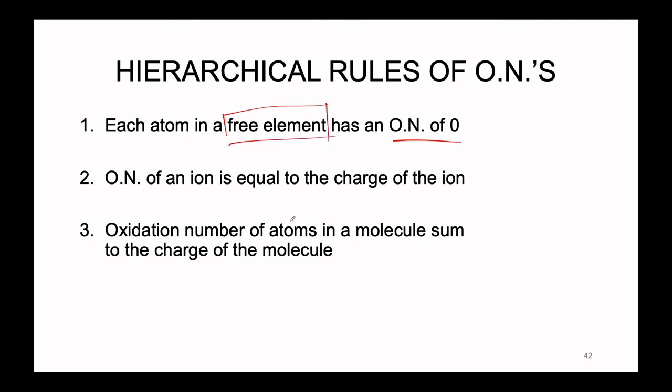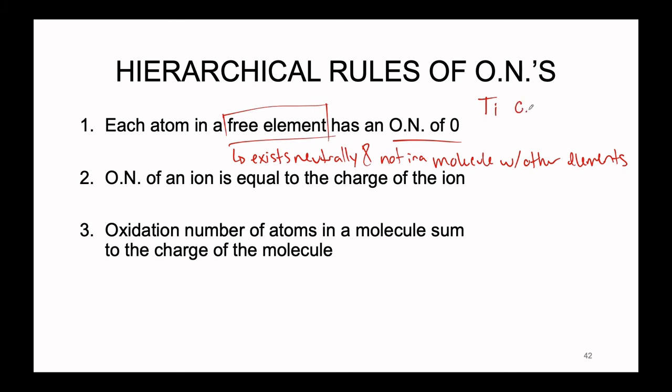Well, a free element is one that exists neutrally and not in a molecule with other elements. It cannot be with other atom types. So for example, titanium, neutral, not present in any type of compound. This would have an oxidation number equal to 0.